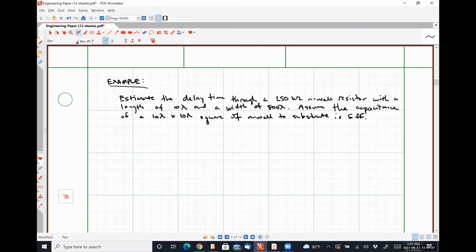How would we go about answering a problem like this? Let's start with our delay time equation: 0.35 r square c square n times n plus 1. What do we know? C square. That's it, right? As far as these parameters go. So we need to figure out what n is, and we need to figure out what r square is. How do you think we're going to do that?